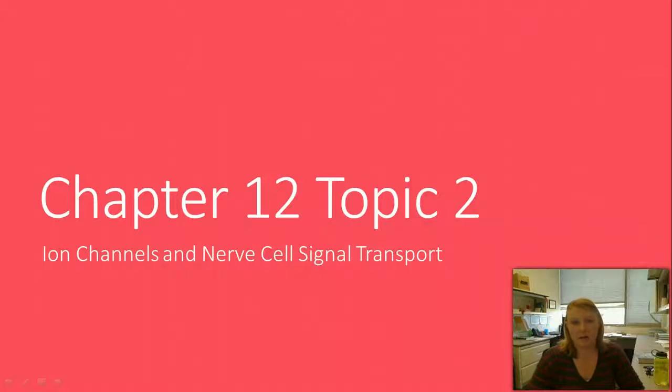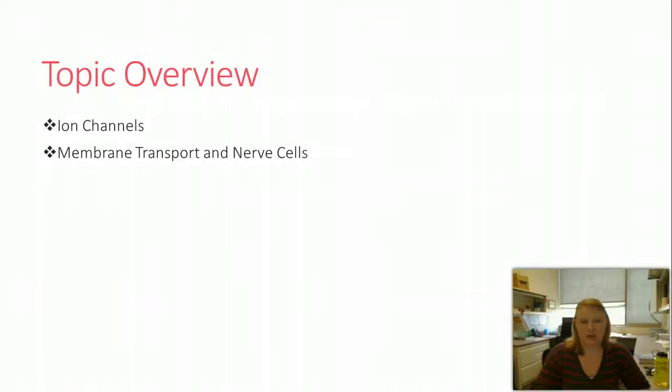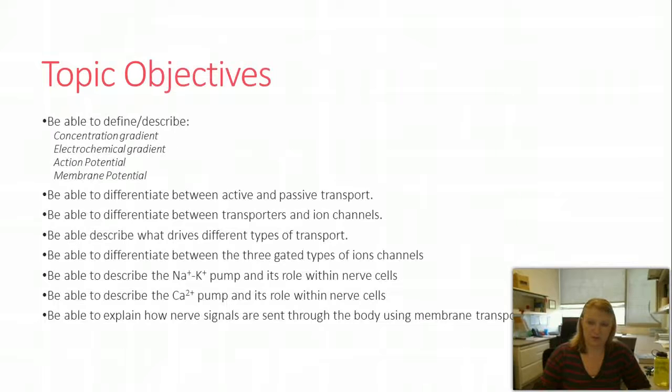Hey guys, welcome to the other part of chapter 12. In topic 2, we're going to talk about ion channels, and then we're going to tie together ion channels and transporters to discuss in depth how nerve cell signals work. As I said, we're going to talk about ion channels in this topic as well as nerve cells and how they tie into membrane transport.